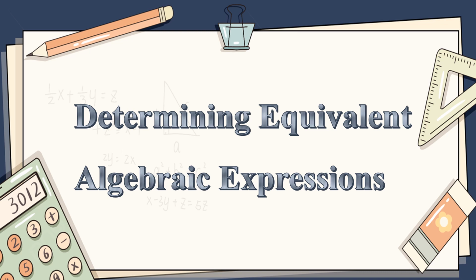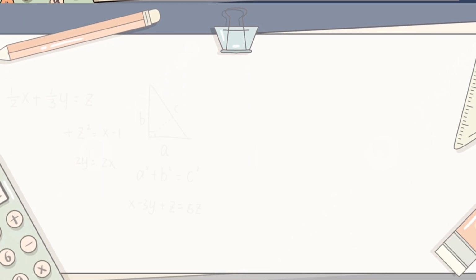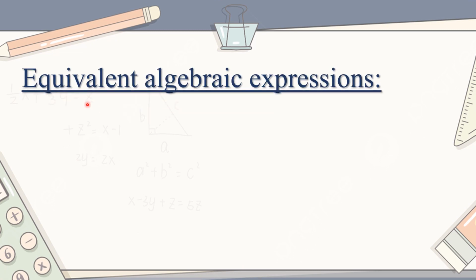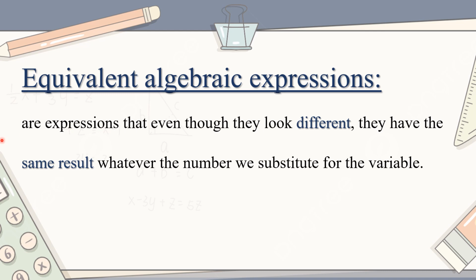Our lesson today: determining equivalent algebraic expressions. Equivalent algebraic expressions are expressions that, even though they look different, have the same result whatever the number we substitute for the variable.